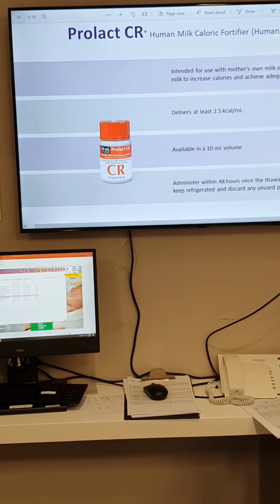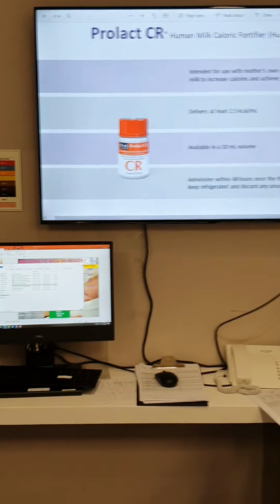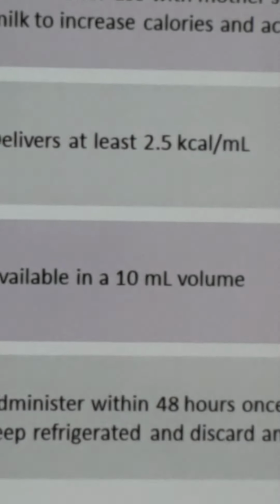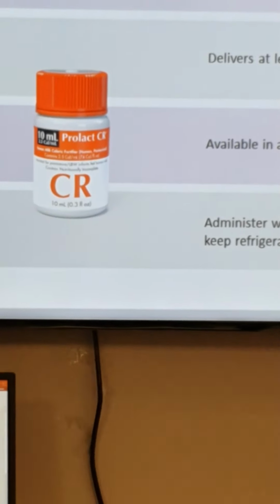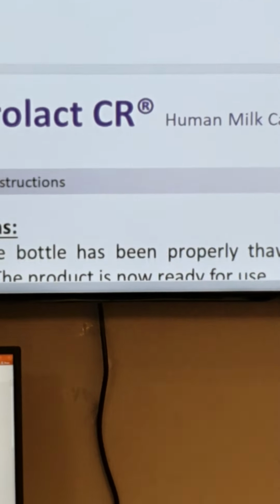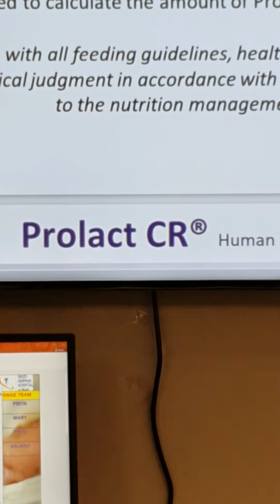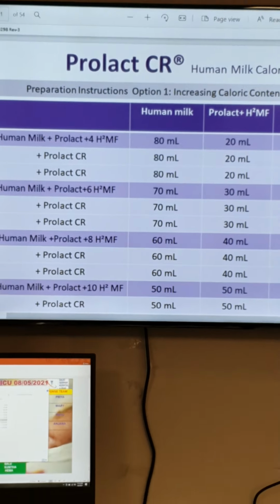But the good thing, as you know, is that the number of HMOs is huge. So it's definitely much better. Anyhow, it contains 2.5 kilocal per ml. As you said, no shaking is allowed at all. And this is the protocol, doctor.